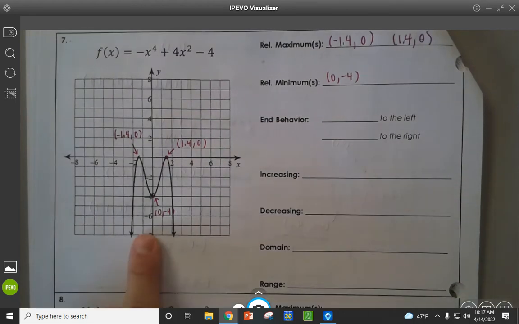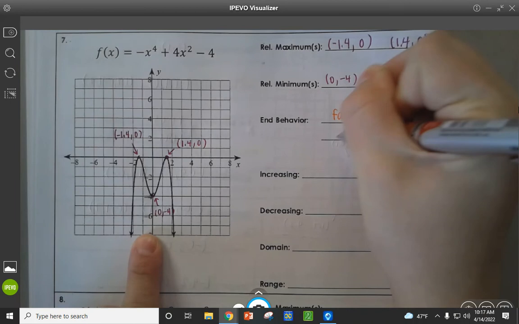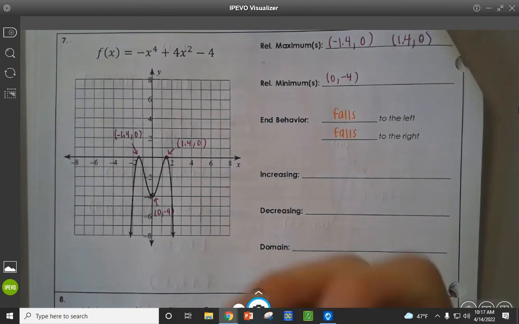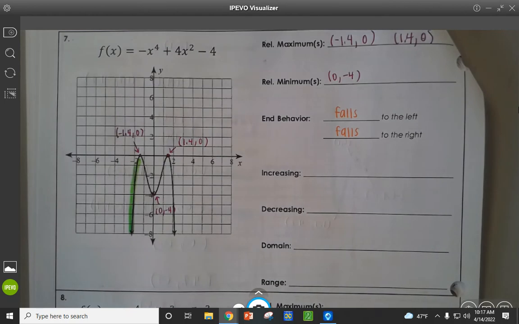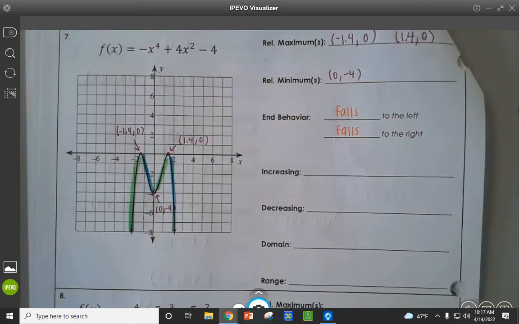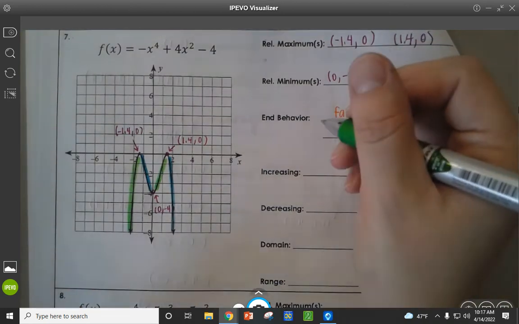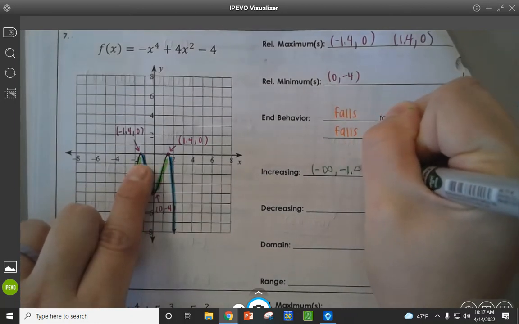End behavior, falls to the left, falls to the right. Perfect. Increasing and decreasing. Increase, decrease, increase, decrease. Where does it start increasing? To what? -1.4. To -1.4. Perfect.